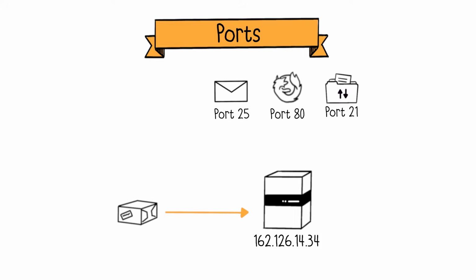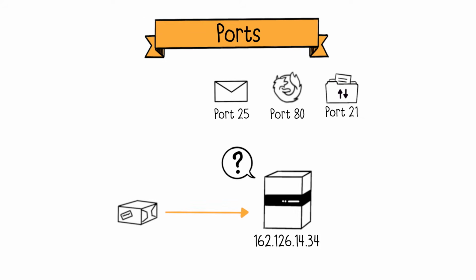For instance, on a single machine, whether it's a computer or a server, multiple applications can run simultaneously, like a browser, a mail application, and an FTP file transfer application. With just the IP address, we can identify the server hosting these applications, but we can't determine which application should receive the data packets. This is where having port numbers assigned to each application becomes crucial.